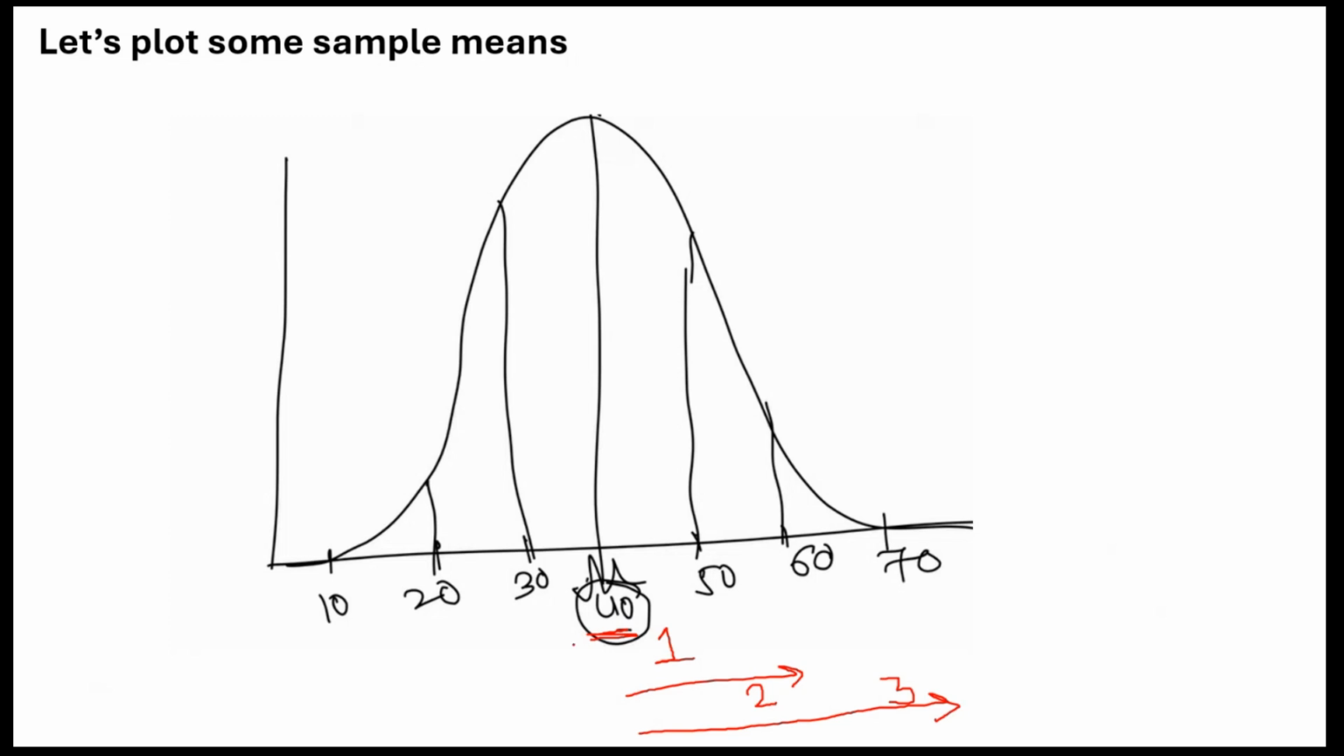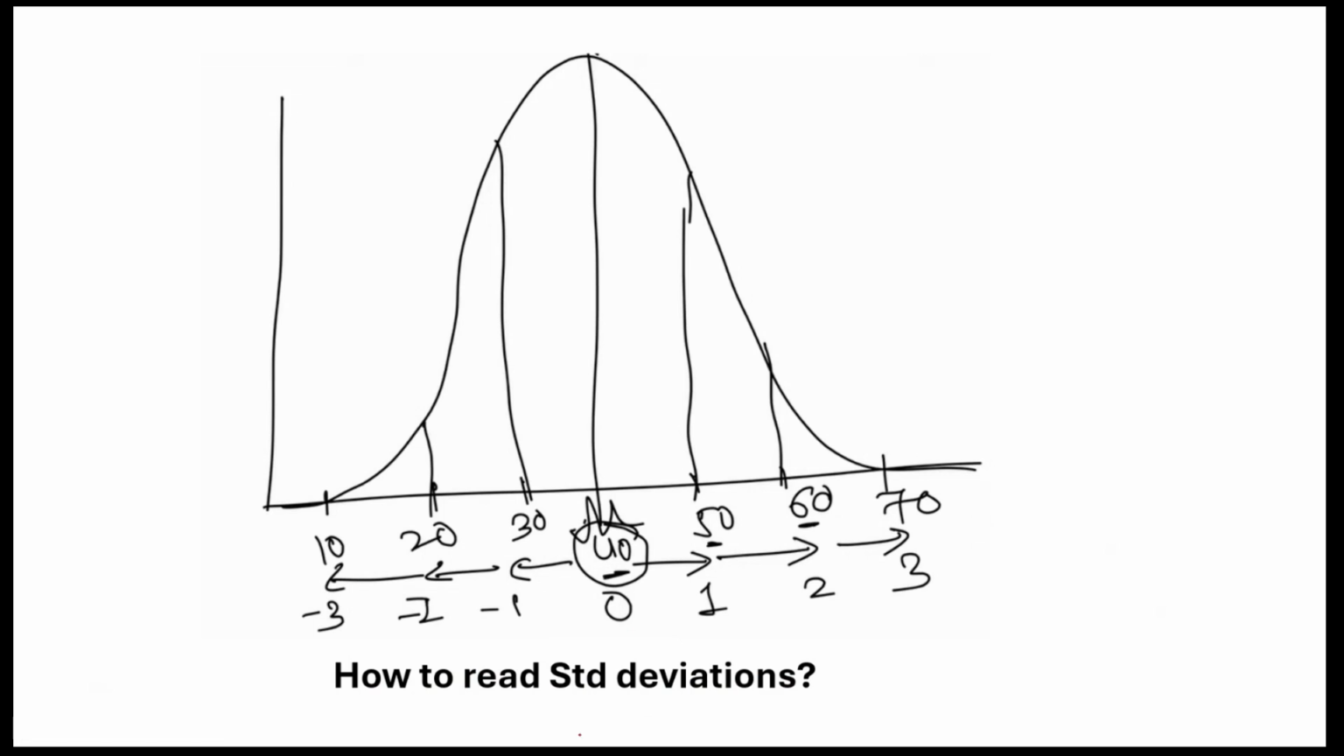Similarly, from 40 to 30 on the left-hand side, it will be -1. From 40 to 20, it will be -2. And then till here, it will be -3. So on the right-hand side, it will be 1, 2, 3 standard deviations from the mean in positive values, and on the left, it will be -1, -2, and -3 from the mean. This is the way we can read standard deviations.